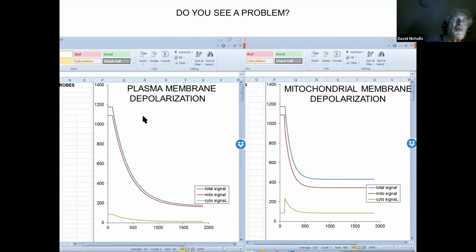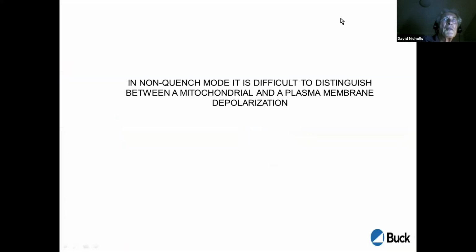So the point I want to make here is the ambiguity. So that was ambiguous. And the question is, how do you overcome this ambiguity? I should have just shown that this is a plasma membrane depolarization, and this is a mitochondrial membrane depolarization. The kinetics can be different, but the extent is essentially the same. So we have an ambiguity. What do we do about it? In non-quench mode, it's difficult to distinguish between the two.